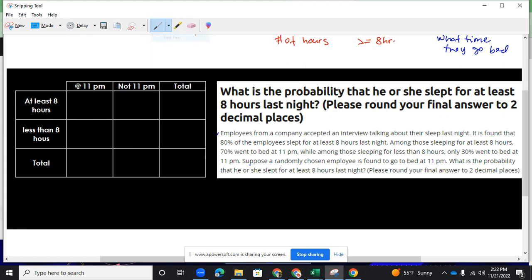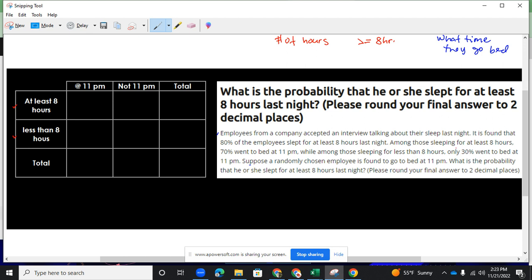So in this case, I found out that they're talking about the number of hours. So that's why we have that in rows. One category will be at least 8 hours and the other one will be less than 8 hours. So the rows tell you the number of hours that they have slept. Okay, now the other category will be what time they went to bed, so that will be on our columns. So it's like a multiplication table, really. Okay, so in our columns it's either they went to bed at 11 or not 11. Okay, all right, so now that we have figured out our table.